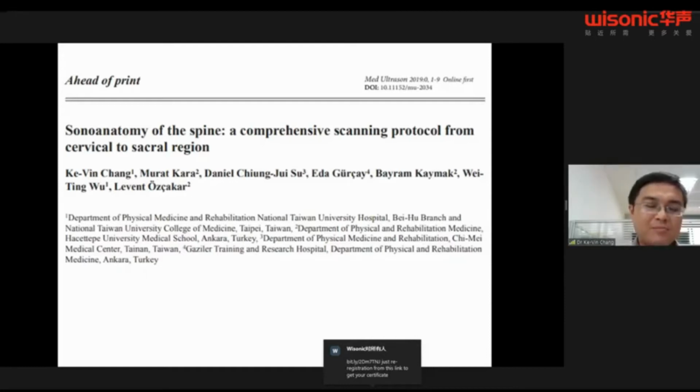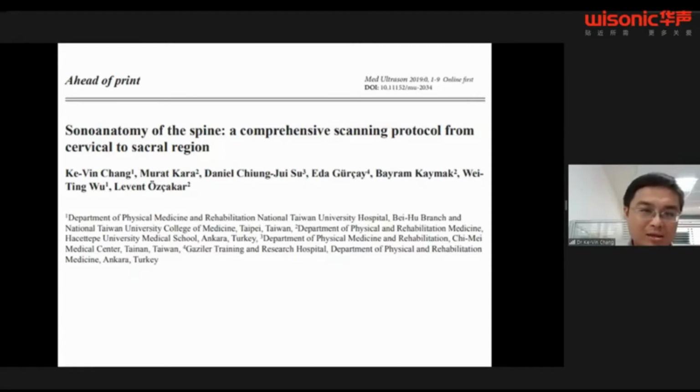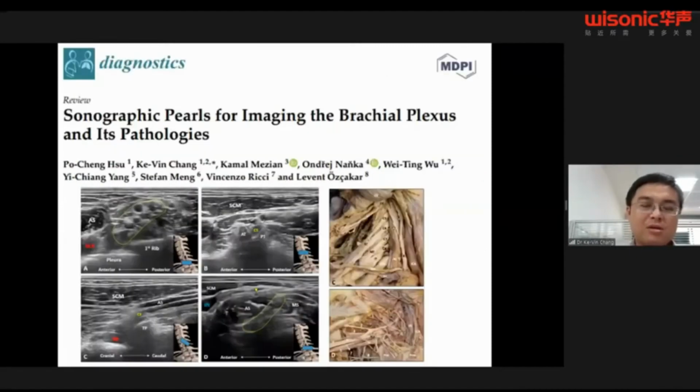So if you want to learn how to scan the nerve over the cervical region, you are welcome to download this article. And if you are familiar with the sonal anatomy of the cervical nerve, you are also welcome to retrieve this article, Ultrasound Guided Intervention of the Cervical Spine and the Nerves. In this article, we tell you how to inject the nerve in a safer way.